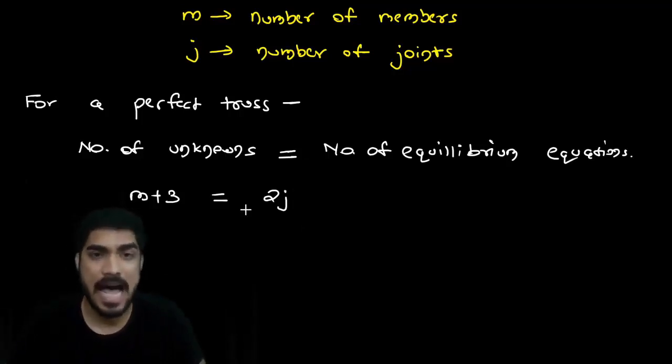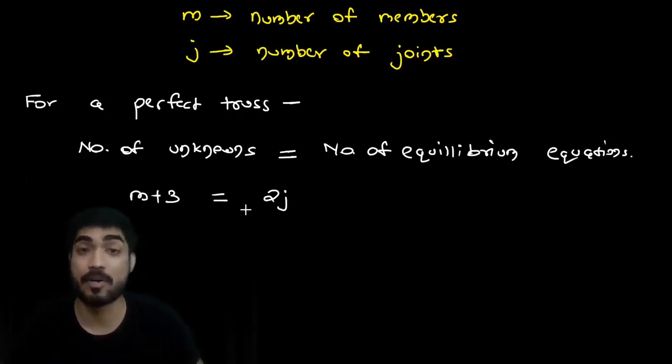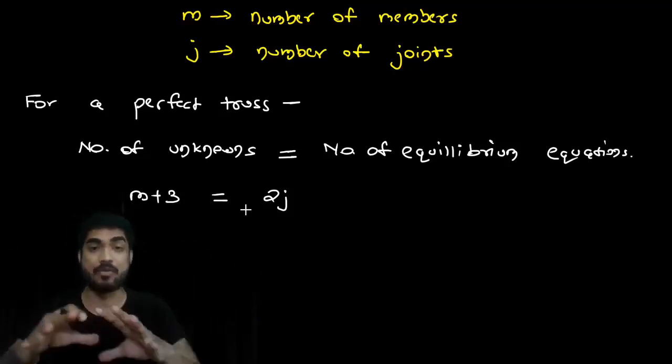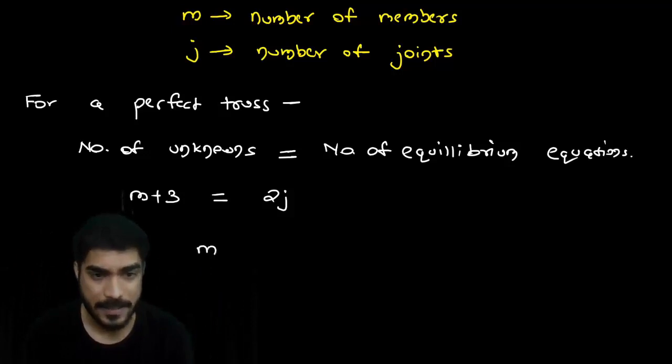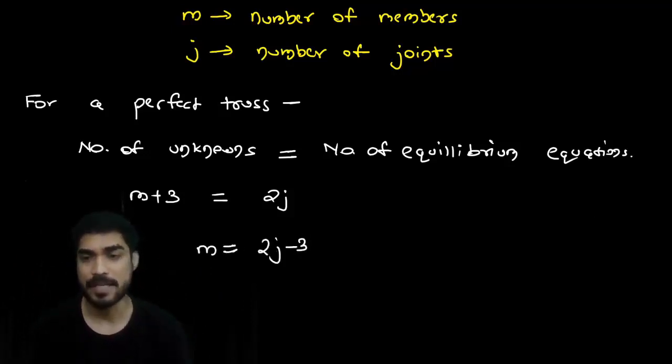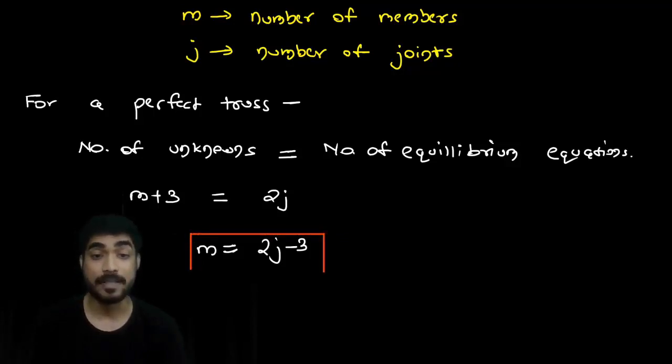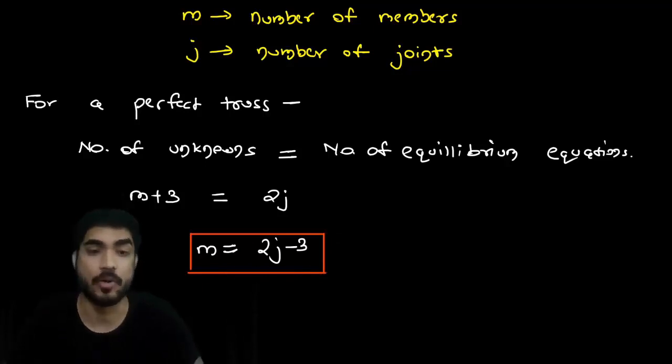So these are the number of unknowns and number of equilibrium equations. So if they are equal, the truss is perfect. Now can I write it like this? M equal to 2J minus 3. Yes, I can write it like this. M equal to 2J minus 3. This is the equation for a perfect truss. Is it clear to you?